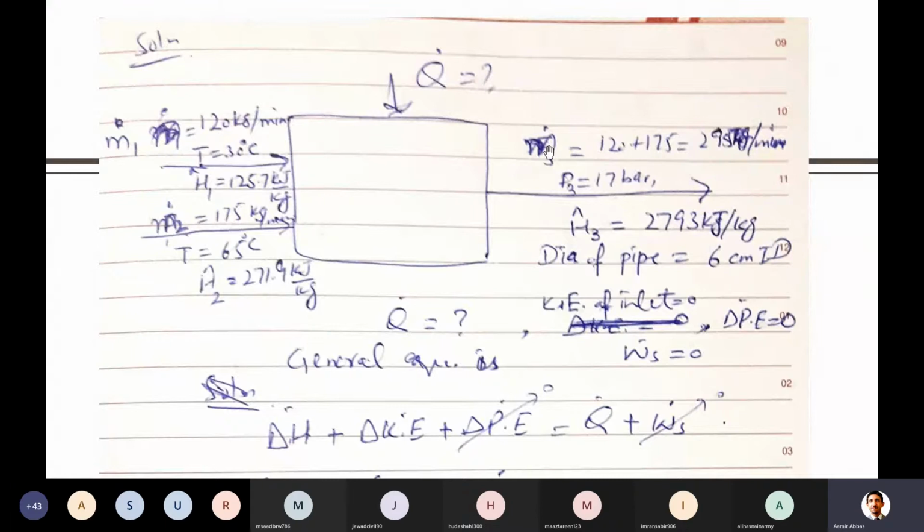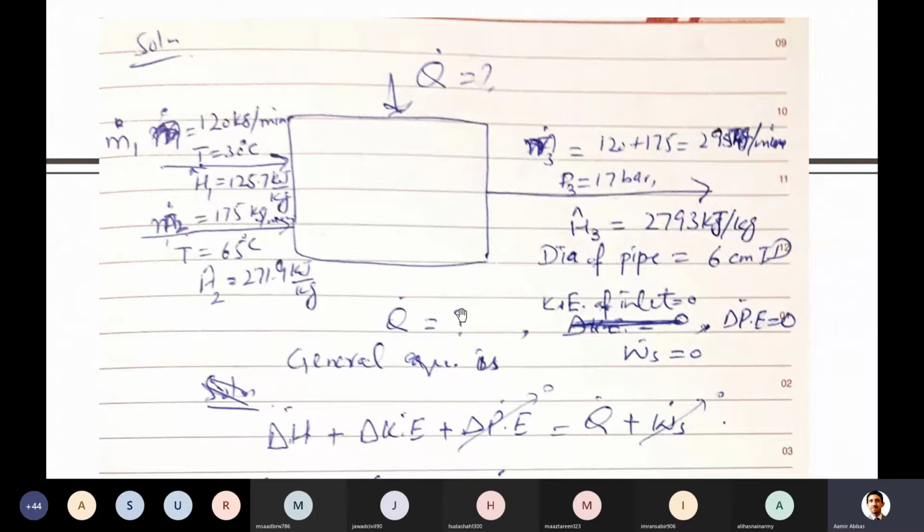These were given. For the outlet stream, flow rate was not mentioned, but he said that water comes into the boiler and steam is produced. The pressure was also given, and at that pressure he said it is saturated steam, so enthalpy is also provided. The other information available was the diameter of the pipe through which this steam is leaving the boiler. So this is all the given information.